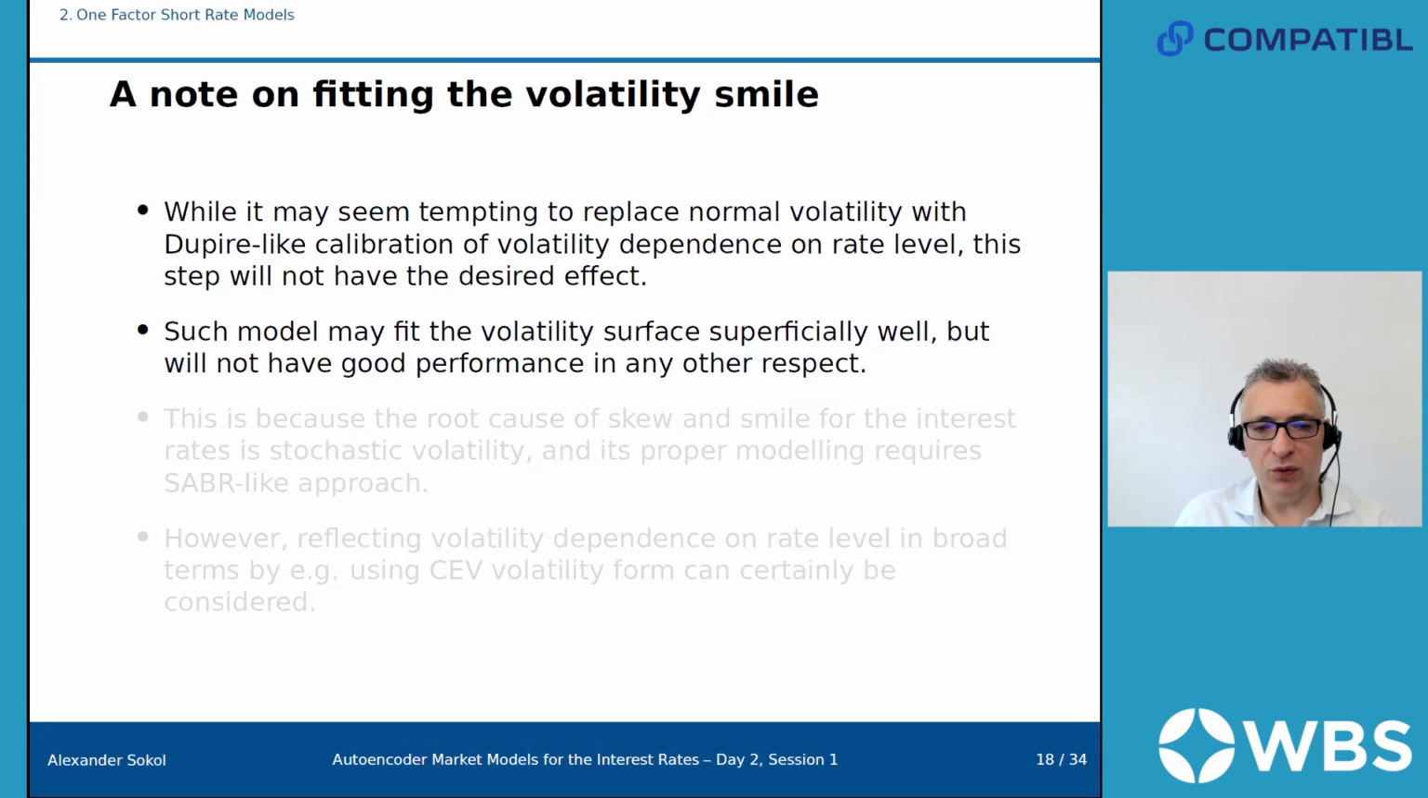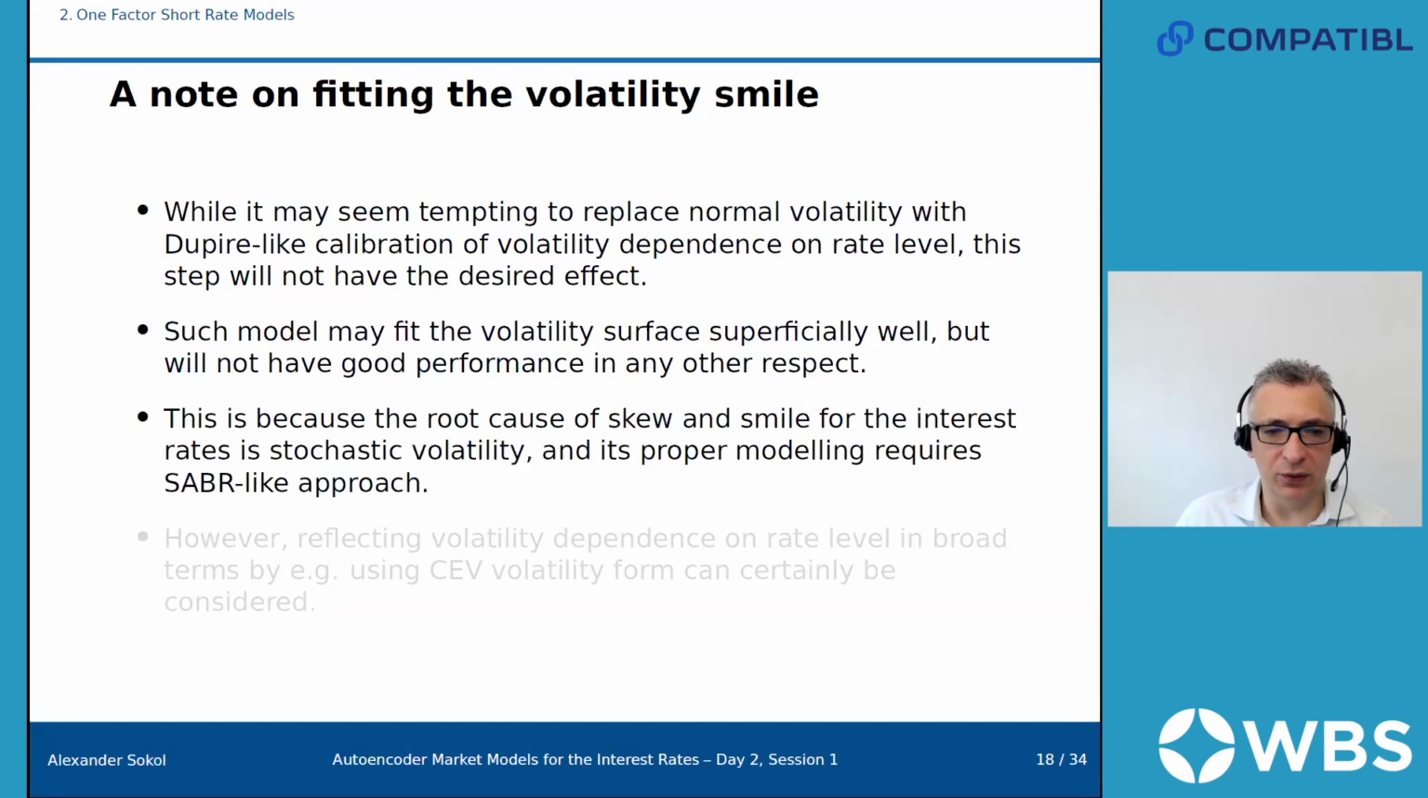So you may fit basically some selected subset of European options, but the model will actually have unstable hedges and so forth. That's because the root cause of skew and smile for interest rates is stochastic volatility, not level-dependent volatility. So the proper modeling of interest rate smile and skew requires a SABR-like approach where volatility is also stochastic. The proper way to do it is to build an autoencoder market model counterpart to LMM SABR, a model in which there is a sequence of SABR models for each maturity that's stitched together into a single term structure model.